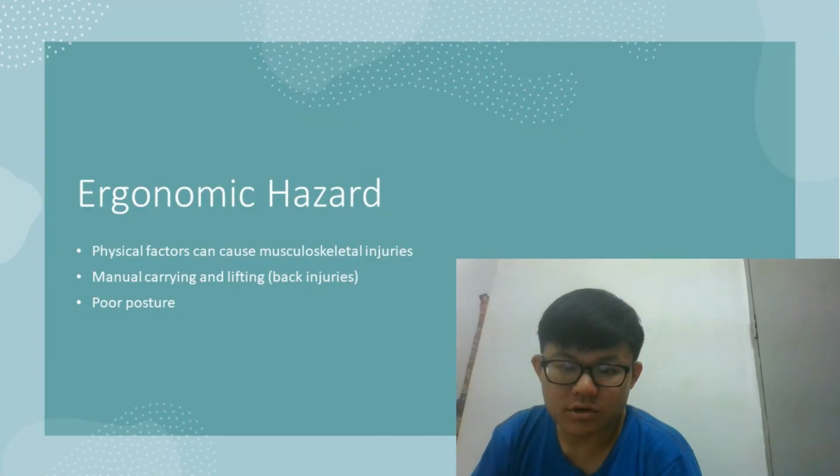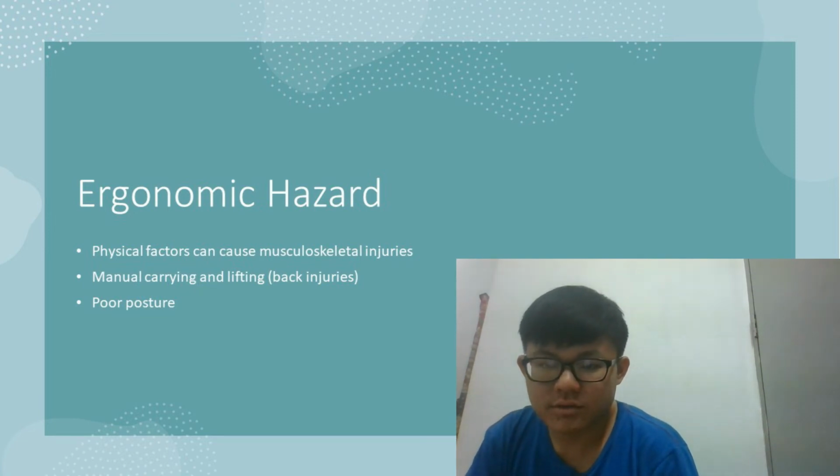Fourth is the ergonomic hazard. Ergonomic hazards are the physical factors in the environment that may cause musculoskeletal injury. According to OSHA, ergonomics is the science of fitting jobs to workers instead of trying to get the workers to fit the job. The type of ergonomic hazard that exists in the industry is manual carrying and lifting. Manual carrying and lifting can have serious consequences, for example, back injury. Poor posture can also affect the musculoskeletal system.